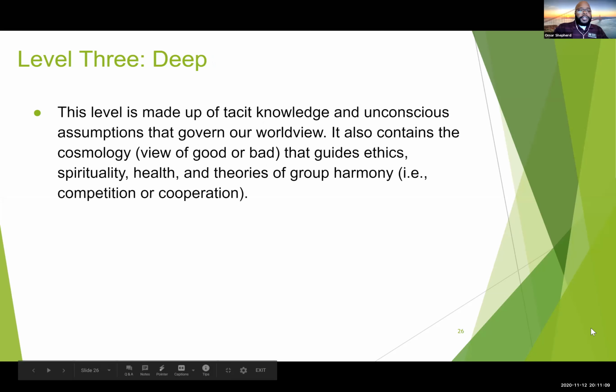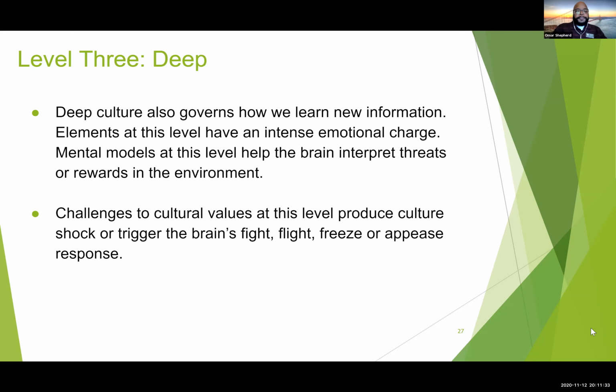All right. So this deep level, level three, is made up of tacit knowledge and unconscious assumptions that govern our worldview. This may come from things we've learned in our family, books that we've read, beliefs that we hold deeply, right? And it also contains, whether good or bad, how we look at things ethically and spiritually, as well as ideas around theories of group harmony. So I really want us to understand these three levels of culture are really deep, and they greatly impact our levels of awareness in our classroom, because they will help us identify ways we can support all students in being able to feel a sense of interconnectedness, right?